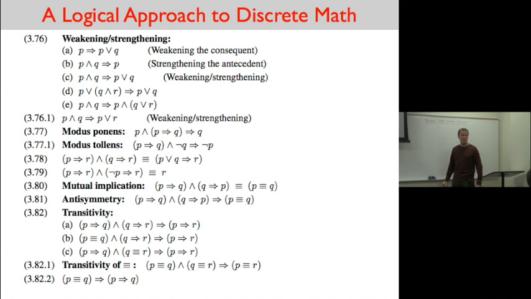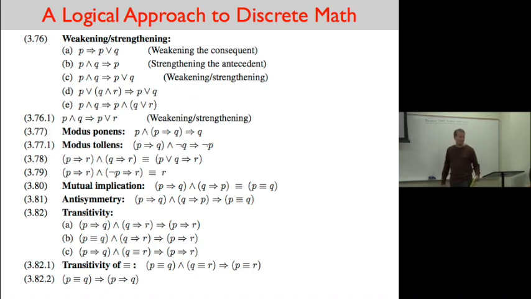So we're going to reprove 3.80, a mutual implication. Now, what does mutual implication say? It says P implies Q and Q implies P equivales P equivales Q.